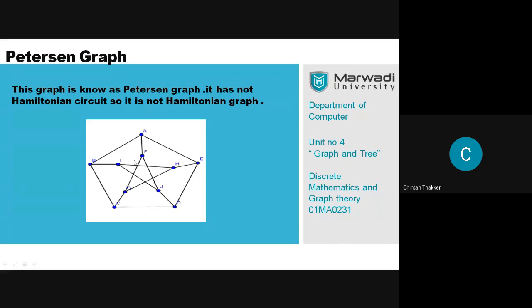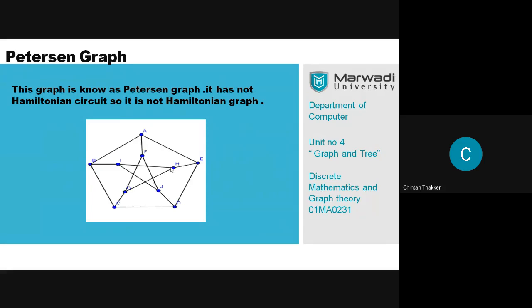Many students are writing, if the question asks to define the Petersen graph, that the graph which is not Hamiltonian is called Petersen graph. That is wrong. This property is given: this is a Petersen graph and it is not a Hamiltonian graph. Because if you go for a circuit which contains all vertices, then you are not getting that circuit.